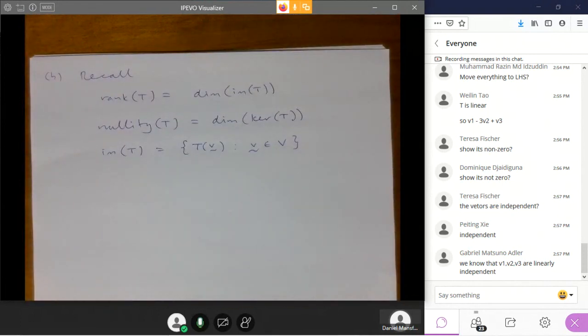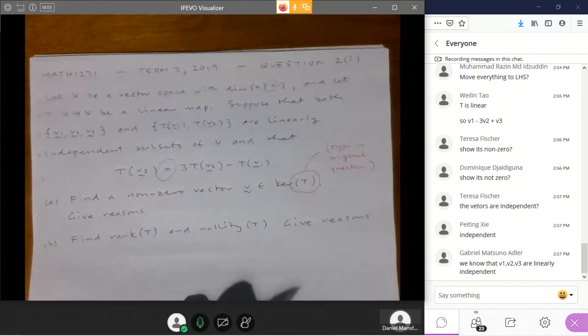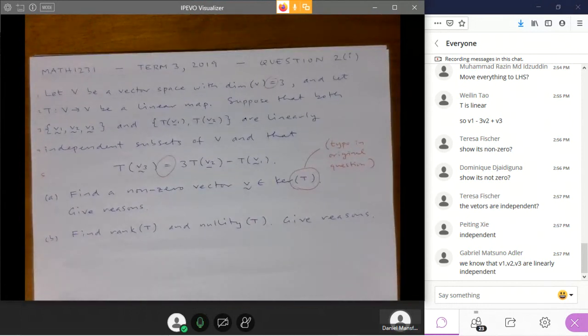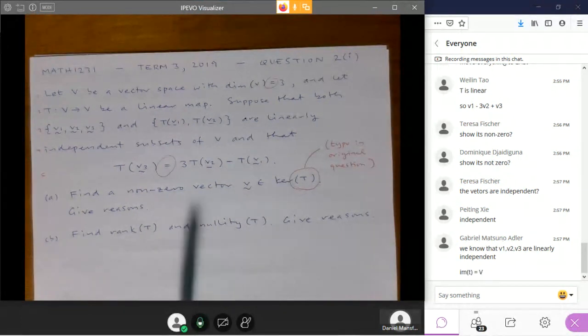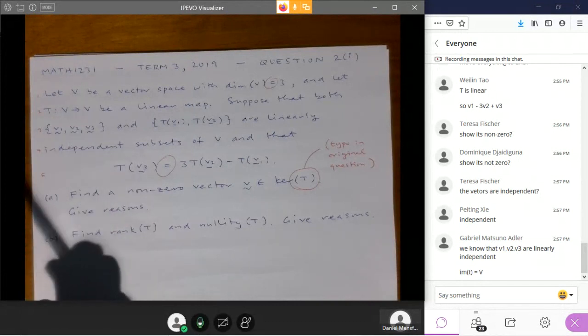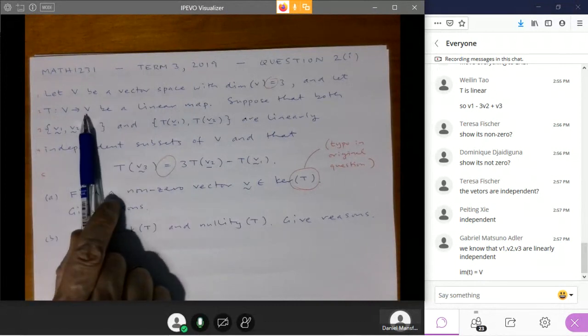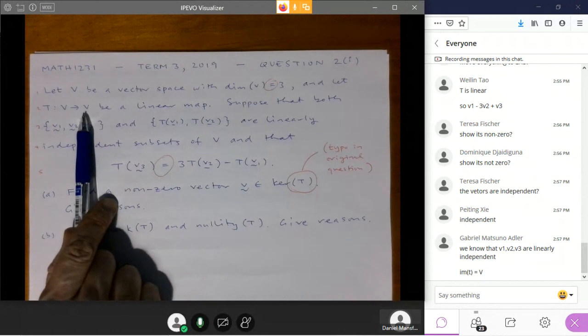Now, can anybody see any important things about T of V values in this question? Have a look at this. Image of T is V. Not quite true necessarily, because this means, Gabriel, that the image of T is a part of V. So image of T is a subset or a subspace of V, true. Image of T equals V, maybe not true. Maybe it is, maybe it's not.